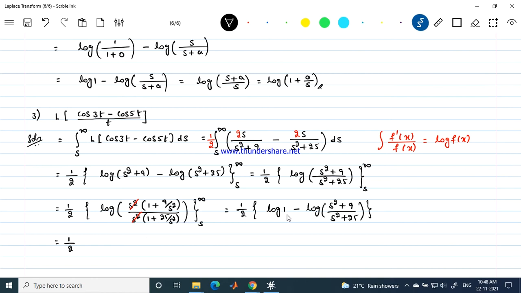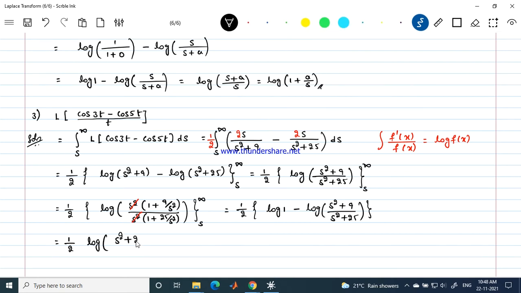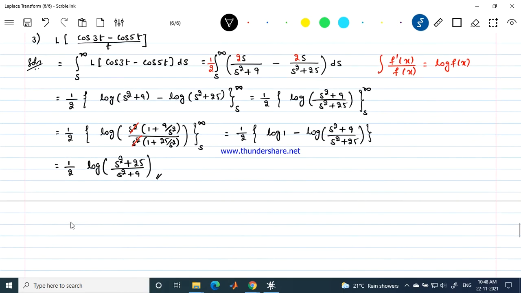Now by using the log a minus log b formula, we get log of (s square plus 25) divided by (s square plus 9). Or you can also write it as log of square root of (s square plus 25) divided by (s square plus 9), by using a log b is equal to log b power a.